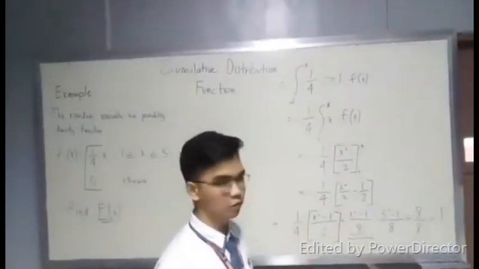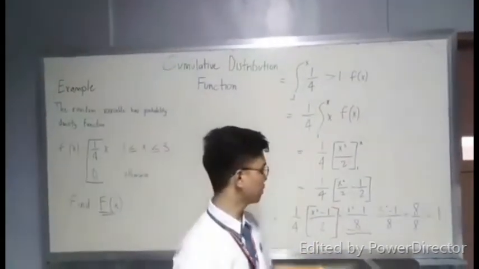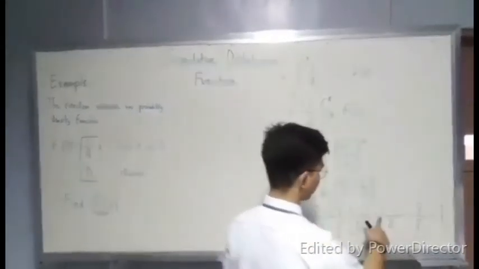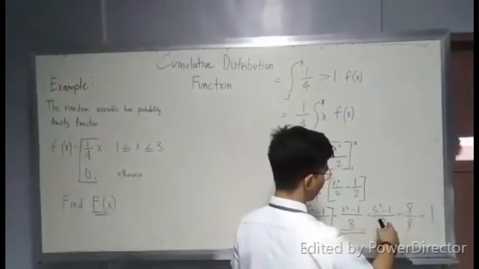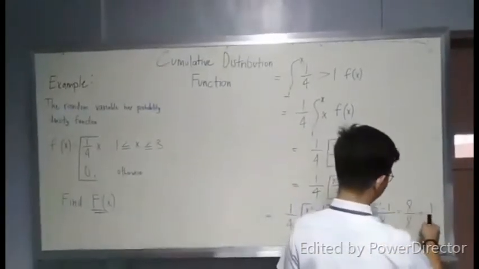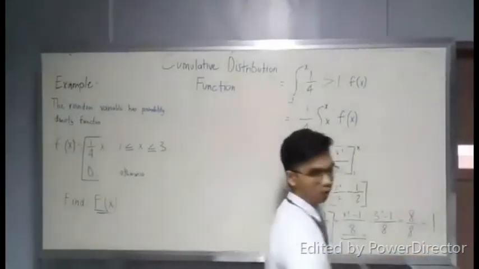To prove that this function works, we will substitute 3 into the equation. It equals (3 squared minus 1) over 8, which is 8 over 8, which will equal 1.